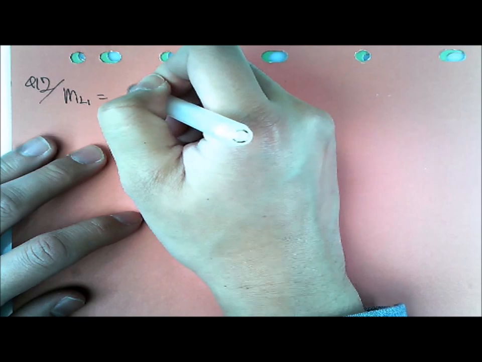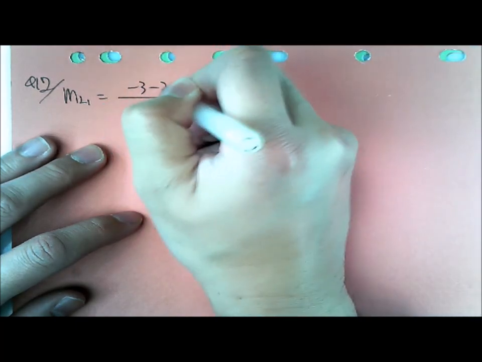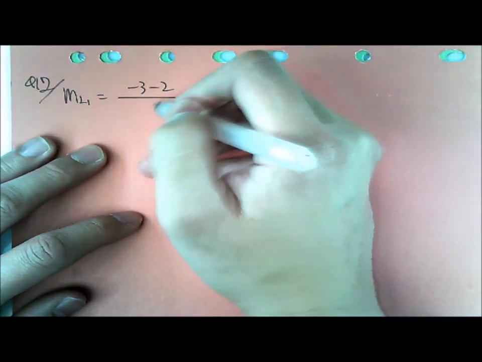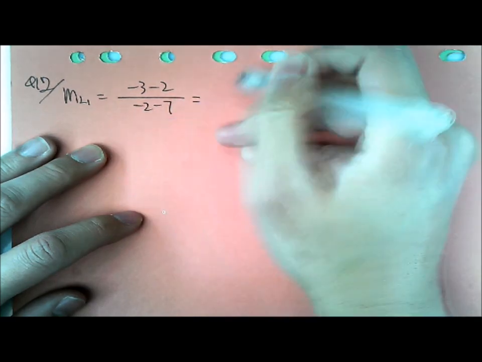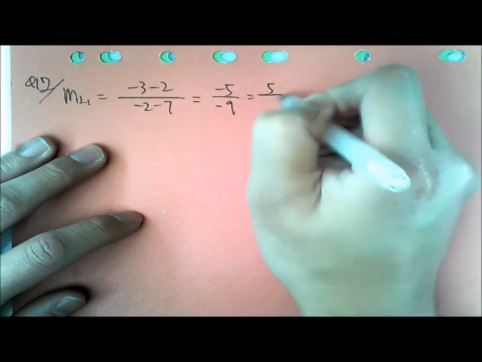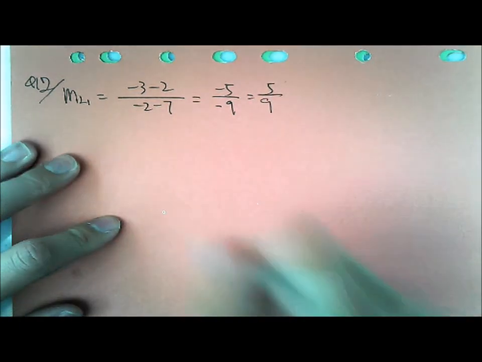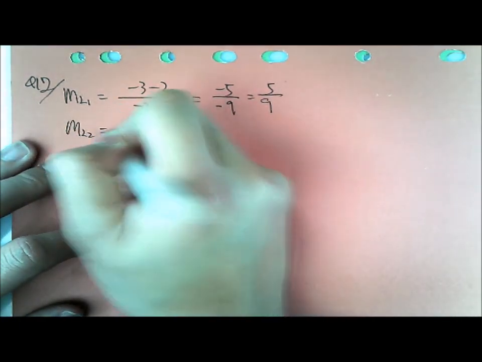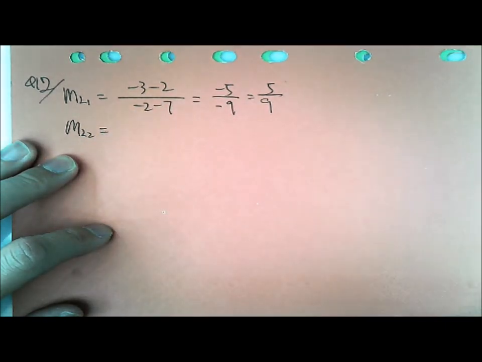So just follow the coordinates: minus 3, minus 2. Below it must be minus 2, minus 7. So this is minus 5, this is minus 9. It becomes 5 over 9. And then minus slope of L2.